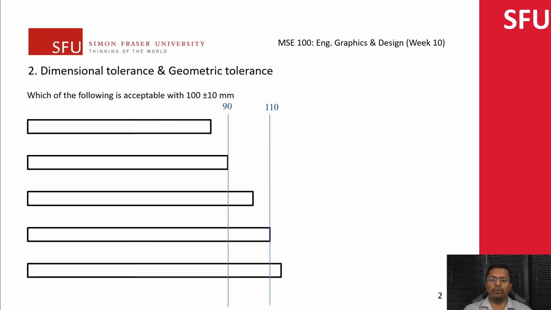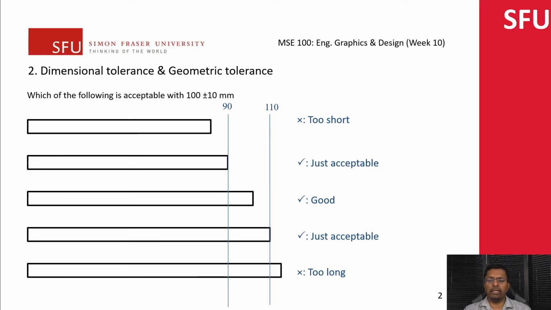Obviously, if you look at the very first one, that is too short. That's not going to be good. The second one is just about acceptable. It's touching 90 millimeters. Again, based on how you measure it, it might turn out to be just a little bit too short. That's okay. Then the third one is good. The fourth one is just acceptable on the high side, and the fifth one is too long.